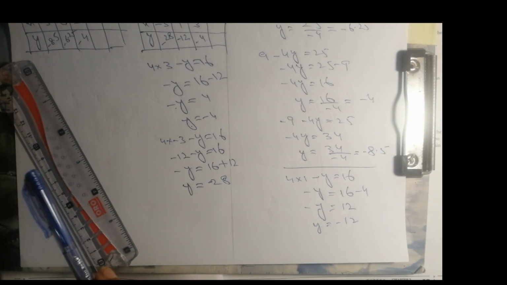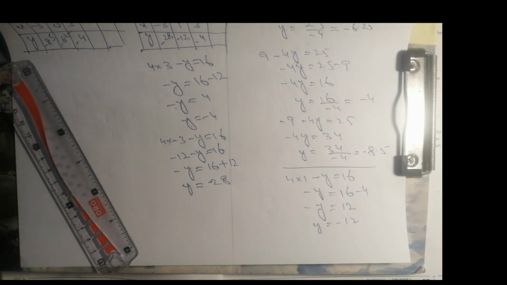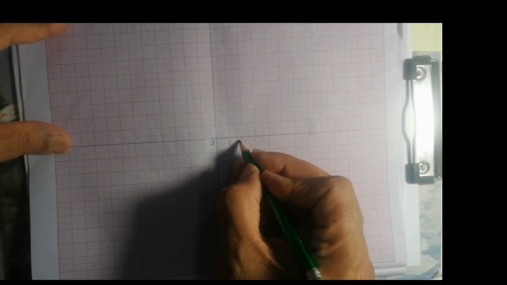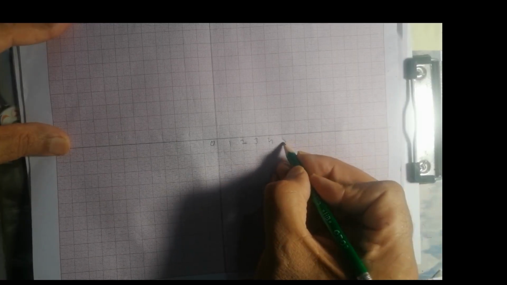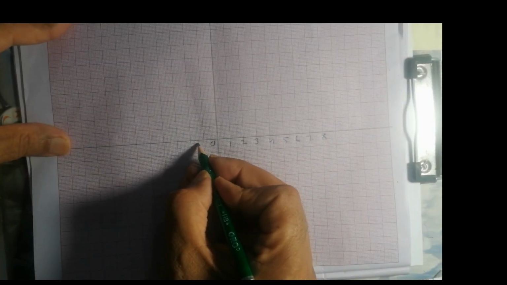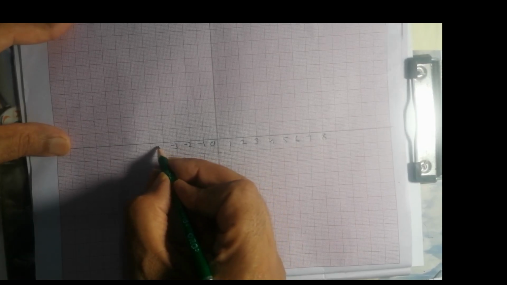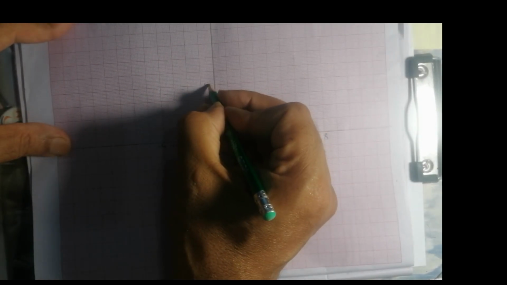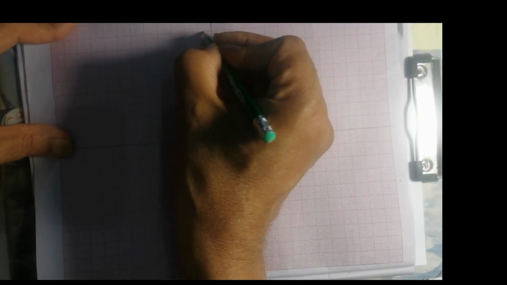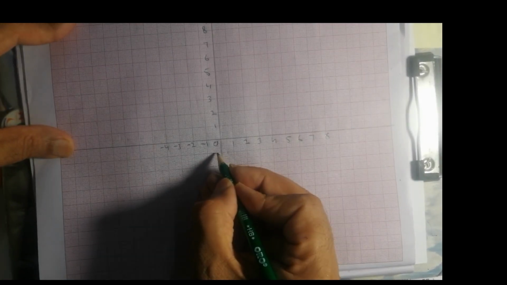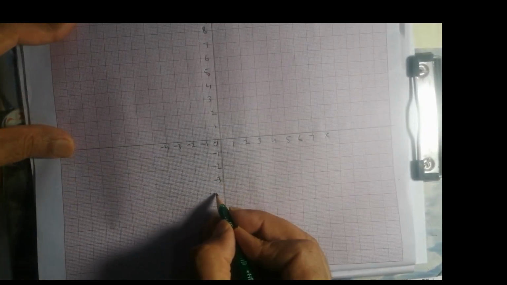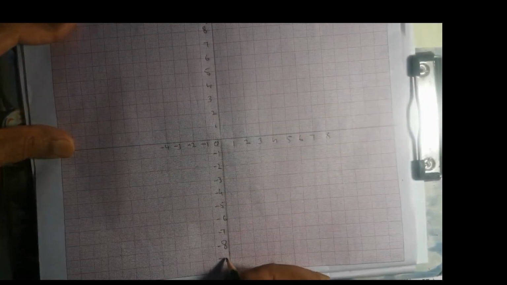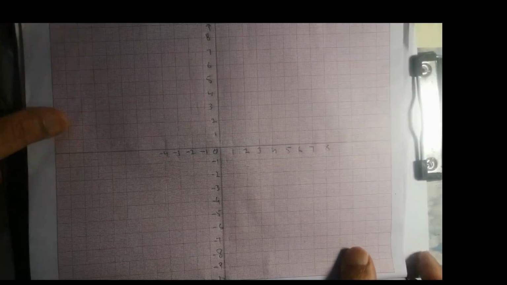So now we need to plot these points on the graph paper. I draw two perpendicular lines, and then mark 1, 2, 3, 4, 5, 6, 7, 8 and minus 1, minus 2, minus 3, minus 4, and on the other axis 1 to 10, and the negative values minus 1, minus 2, up to minus 10.